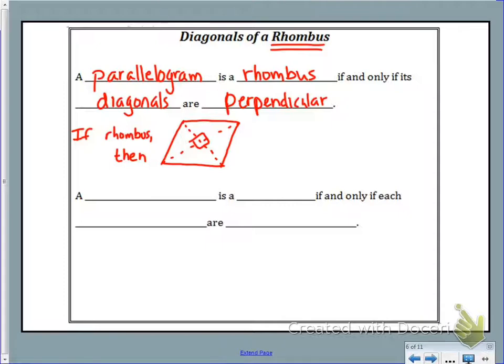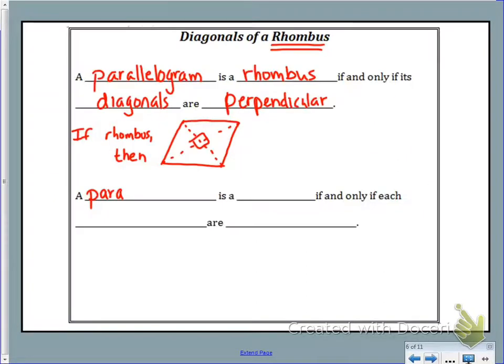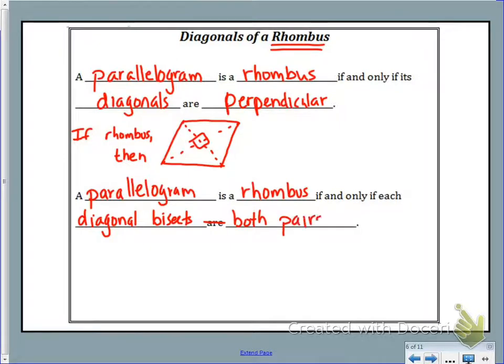Now let's talk about another trait. A parallelogram is a rhombus if and only if each diagonal bisects, if you would please cross out the word "R" and put "bisects both pairs of opposite angles."